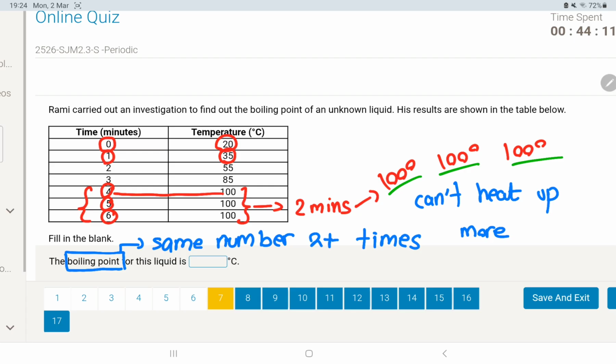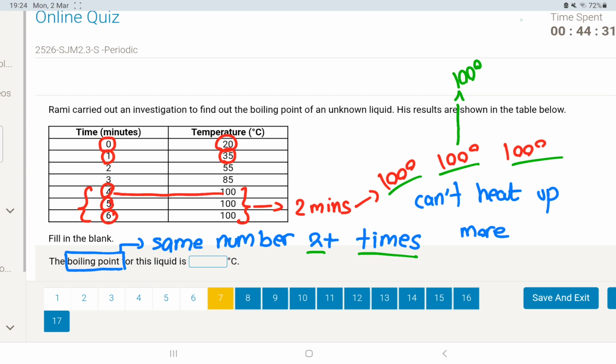The question is making it obvious for you. So what will it be? What's the boiling point, guys? The boiling point is 100 degrees. So basically just check towards the end which number appeared 2 or more times. Just use this method and you can find the boiling point. Okay?